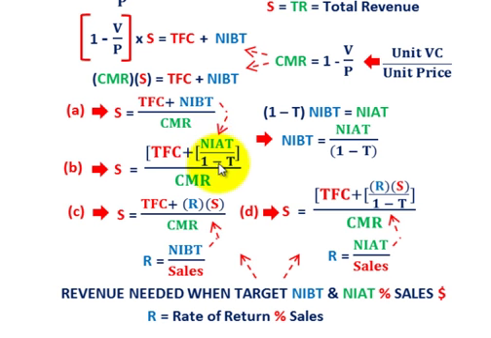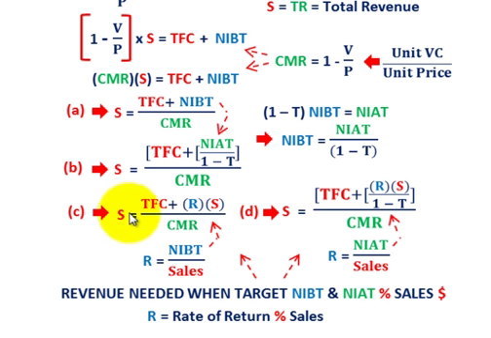Now let's further expand it in this case. So now we can look at the revenue needed when the targeted net income before taxes and net income after taxes is a percent of the sales dollars. So this is the case here. We're going to define R, that's the rate of return on sales. So R is going to equal our net income before taxes divided by our sales dollars. Now, solving for this rate of return, this net income before taxes is represented as that rate of return as a percent of sales times our sales dollars.